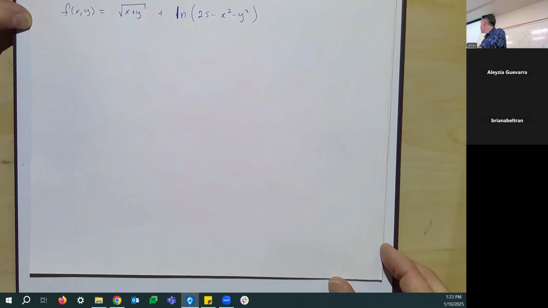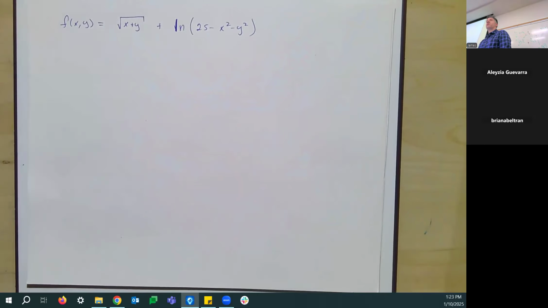So looking at this, you should see one thing immediately. You should be able to look at this and know that the circle of radius 5 is in play. Right? That's just going to happen, right? That 25 minus x squared minus y squared. There's going to be some sort of circle of radius 5. I should have made it different, but that's fine.